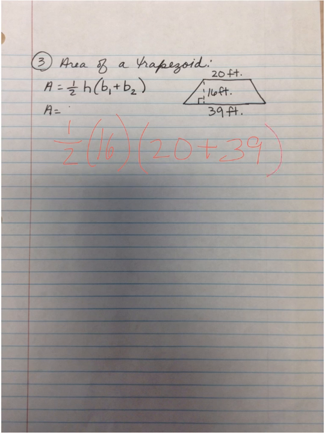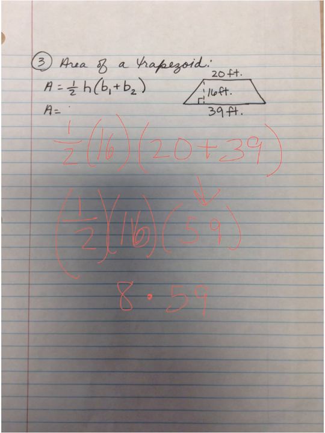Then I'm going to use PEMDAS. I'm going to do the parentheses first. So 20 plus 39 is 59. Then I'm going to multiply that, create a new problem, and now I have 1/2 times 16 times 59, and I'm just going to go in order. So 1/2 times 16 is 8, and 8 times 59 will be my new problem.